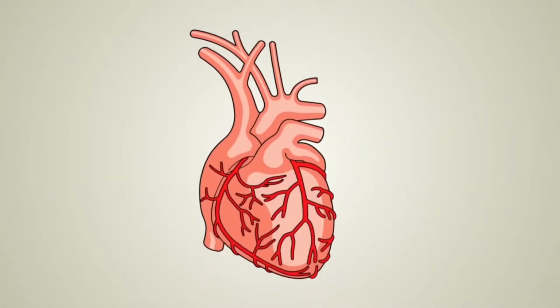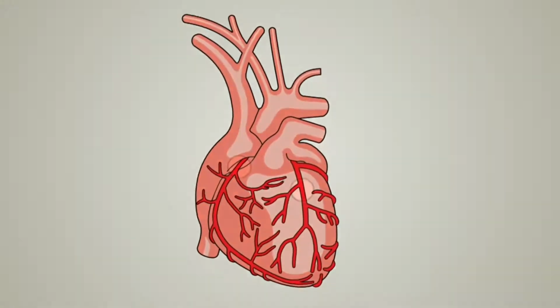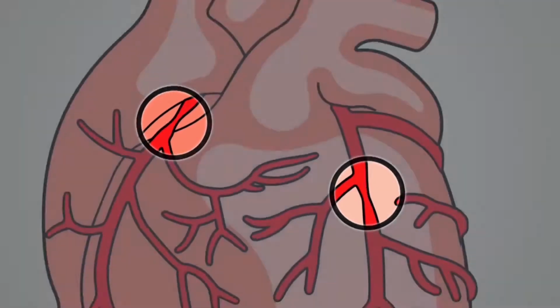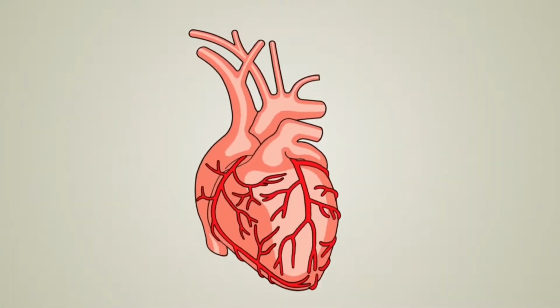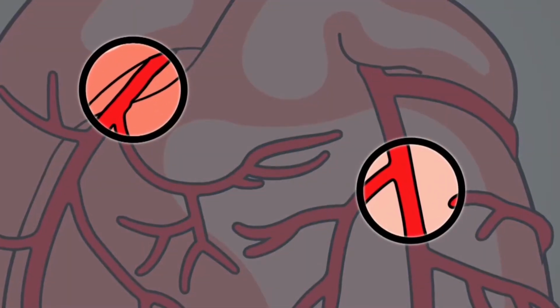The heart is a muscular organ which contracts blood continually around the body. Like any other muscle, in order to work, it needs blood and oxygen, which are supplied by 3 coronary arteries that wrap around the outside of the heart.